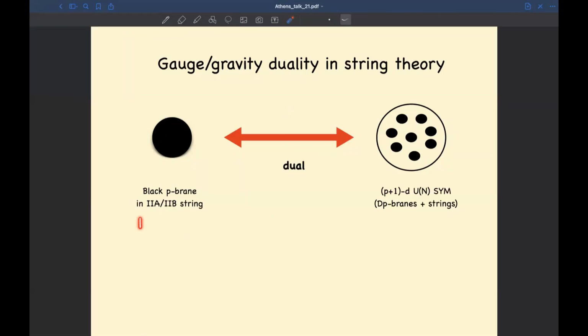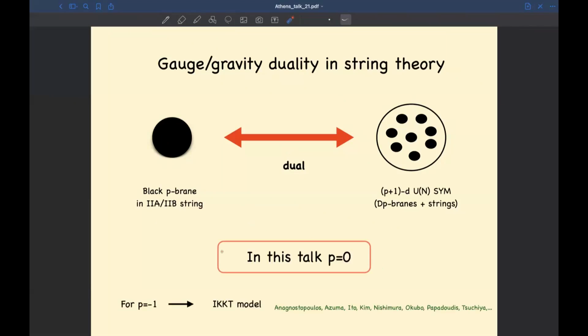Thank you. The original example was for p equal to 3, which back-reacted into a geometry of AdS5 times S5. This was dual to a CFT4, which is super Yang-Mills in 4 dimensions. But in this particular case, we will discuss the case where p equals 0. So here we will have a black zero-brane, and here we will have 0+1 dimensional quantum mechanics, which is basically matrix quantum mechanics. Of course, there are other models, like the 1+1 dimensional model, which have been studied by several people. There is also the D-instanton model, known as the IKKT model, and many of you in the audience did a great job to understand it, either simulation-wise or analytically.